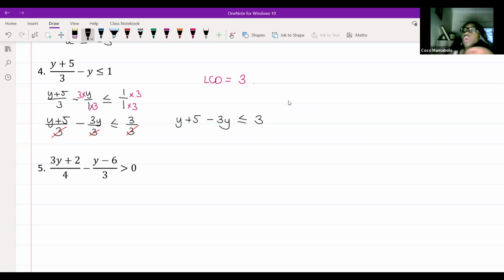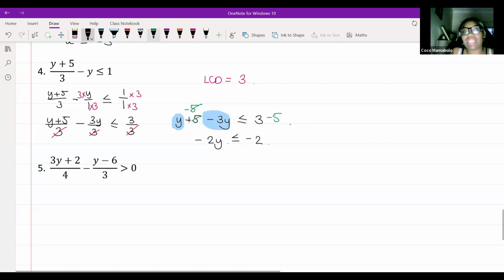Okay, so I've got y minus 3y, that will give me negative 2y. And then I've got a positive 5, so I'm going to minus 5 on this side, and minus 5 on that side. Positive 5 minus 5 will give me 0. So I will have negative 2y is less than or equal to 3 minus 5, which is negative 2.